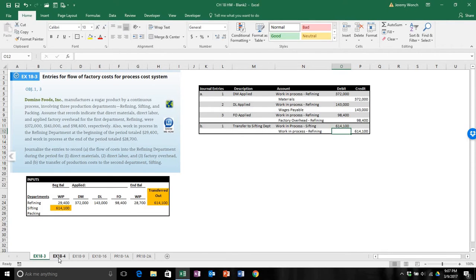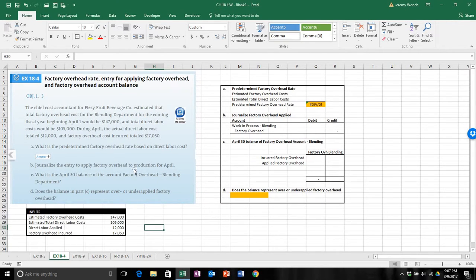In this next problem, 18-4, what this asks us to do is apply factory overhead. And so as we go through a period and we apply factory overhead to a process, it's a lot like job costing. First, we come up with an estimated factory overhead rate, and we apply it based on estimates.